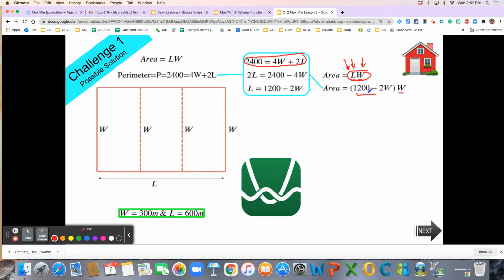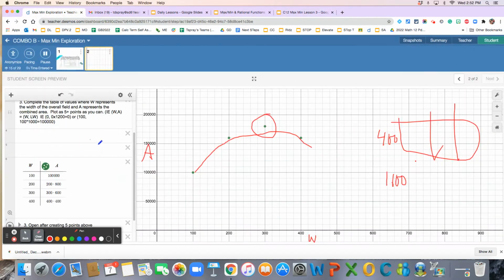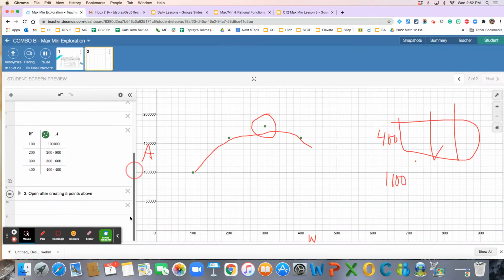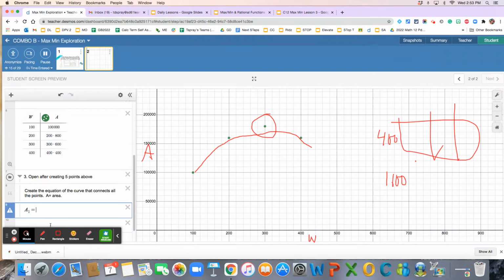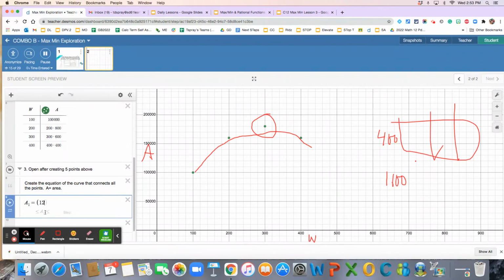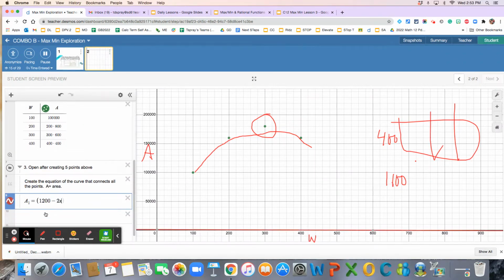Now what I want you to do is look at this. This is 1200 minus 2W times W. That's the equation. I'm going to go back here and I'm going to type that in here. And I think it was, let's get that equation in, let's hide, okay. So it's going to be bracket 1200 minus 2x times x. Watch what happens. Can you see that that parabola goes perfectly through that?